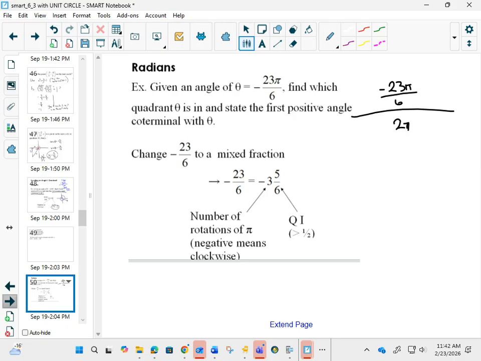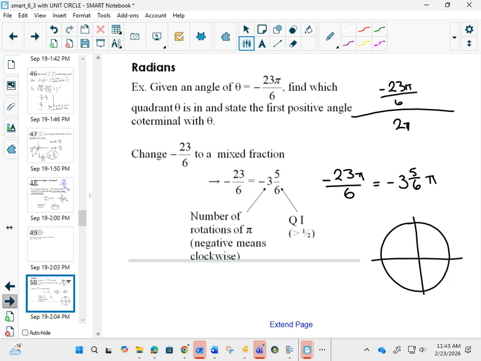And this is the strategy that I like to use with radians: take the fraction part, the negative 23 over 6, and change it to a mixed fraction, which means negative 23 pi over 6 is equal to negative 3 and 5/6 pi. And now we're going to think in radians in terms of jumping by pi radians. Here's your circle. You start over here at 0.